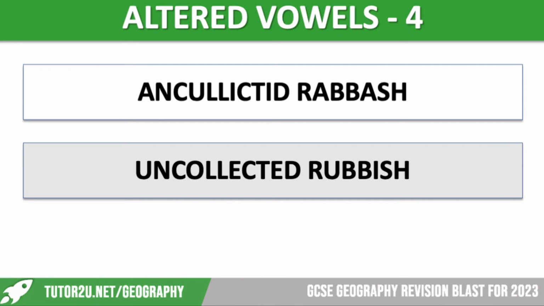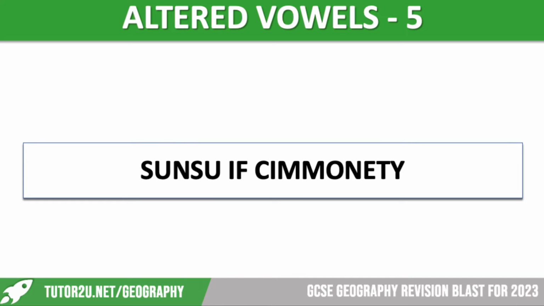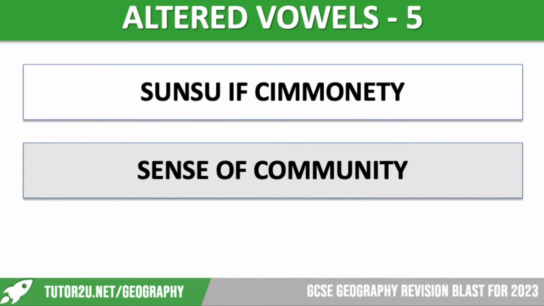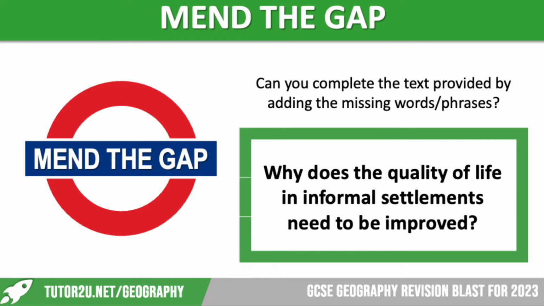Right, our final one is something quite positive. So hopefully a little bit easier. Have we spotted it? It is sense of community. So one thing that we do often find in these sorts of settlements is that there is quite a good sense of community. People are rallying around, and people are working together to improve their own quality of lives. Right, let's move on to mend the gap.